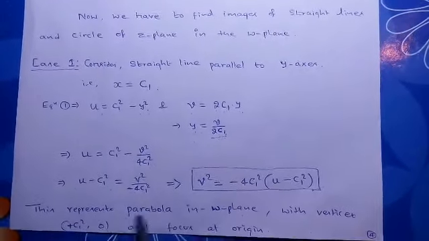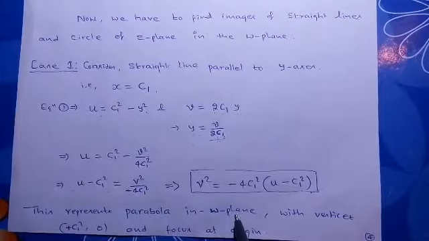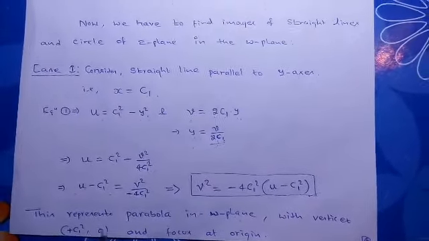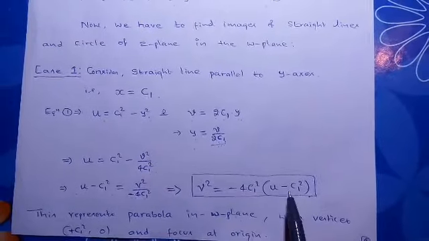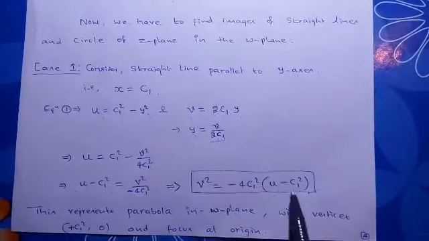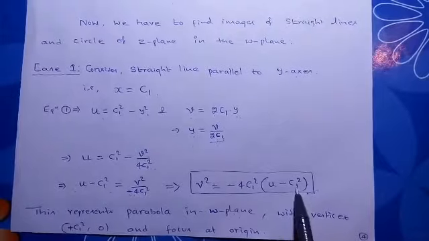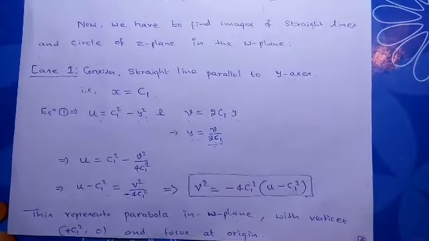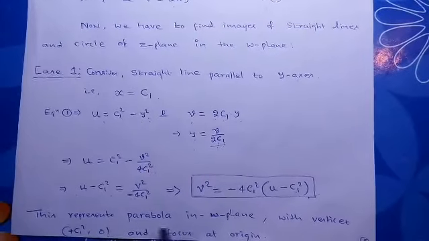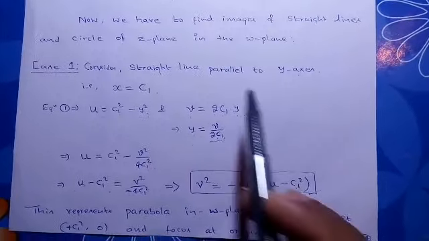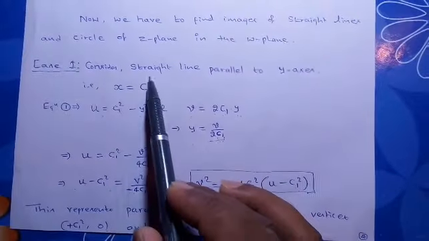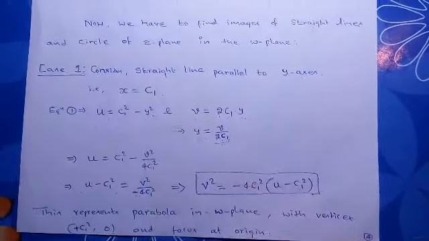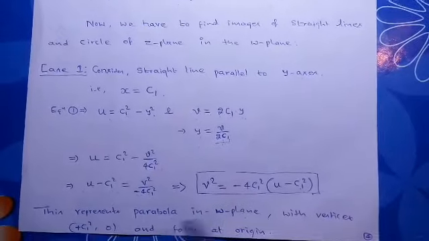This equation represents a parabola in the w plane with vertex c1 square comma 0. Here it is in the form u minus a, where the a value is c1 square, and focus at the origin. This is the parabola in the w plane. So we can conclude that the image of a straight line in the w plane is a parabola.